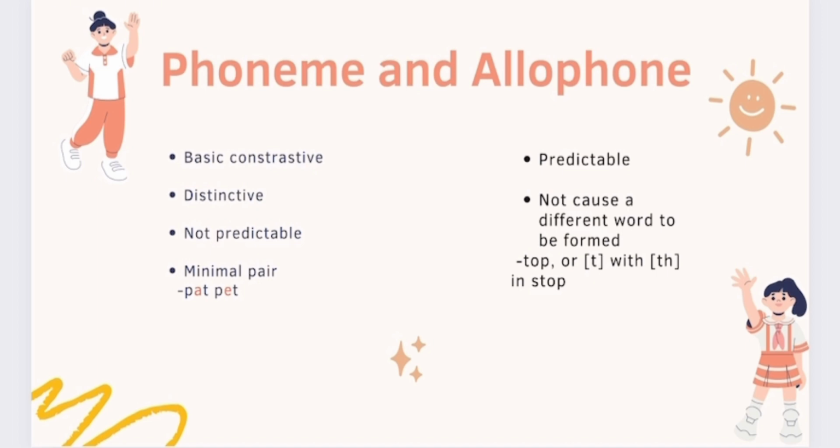On the other hand, allophones of a phoneme are predictable. An allophone is one of multiple possible spoken sounds or signs used to pronounce a single phoneme in a particular language. For example, the voiceless plosive t and aspirated t are allophones of the phoneme t. When you change their places, it doesn't cause a different word to be formed. For example, in top or in stop.